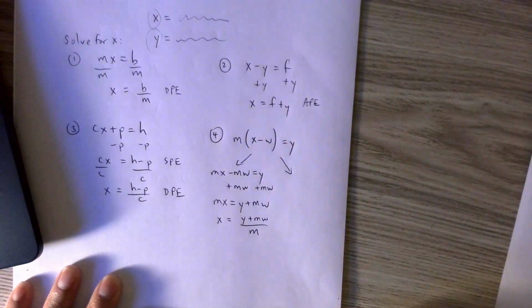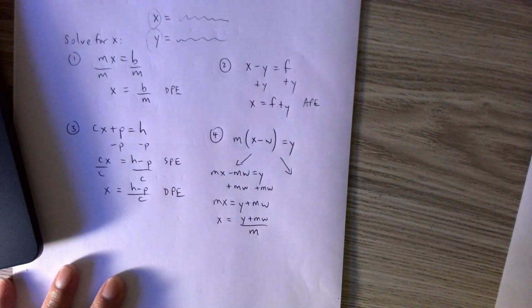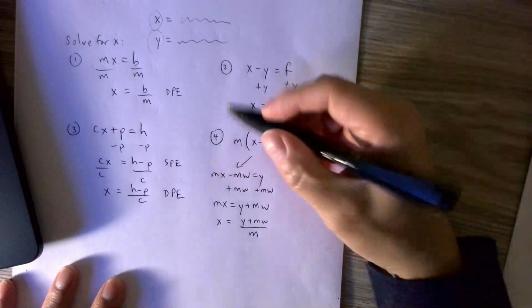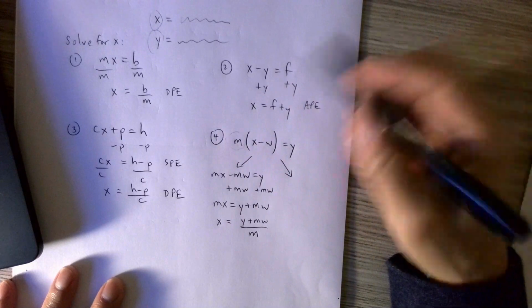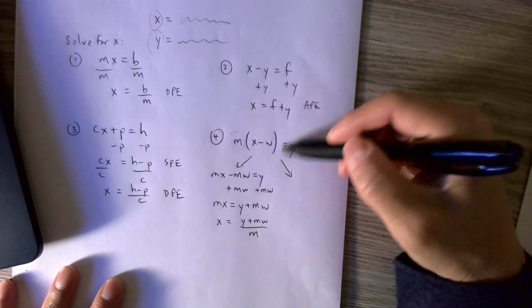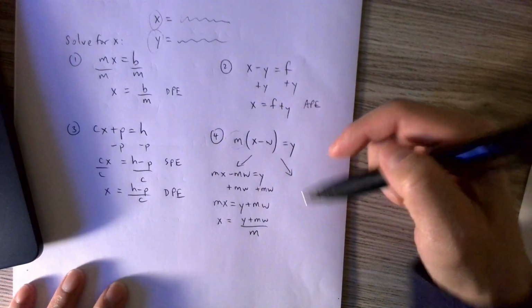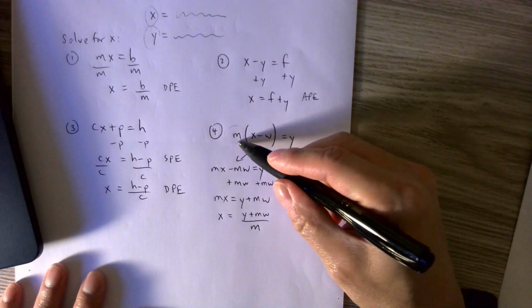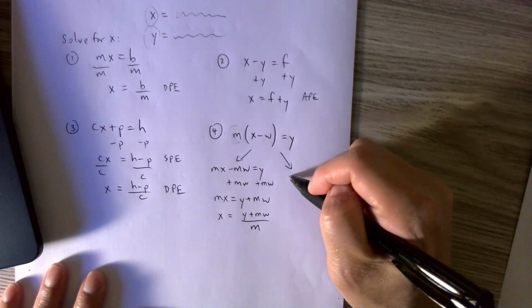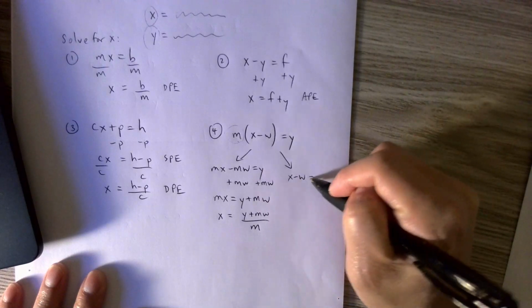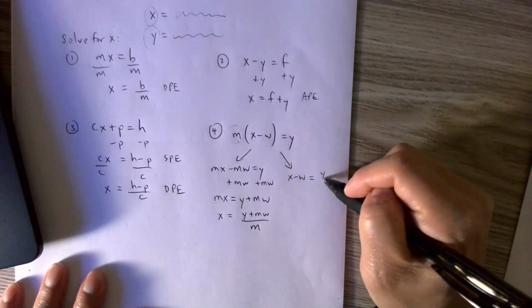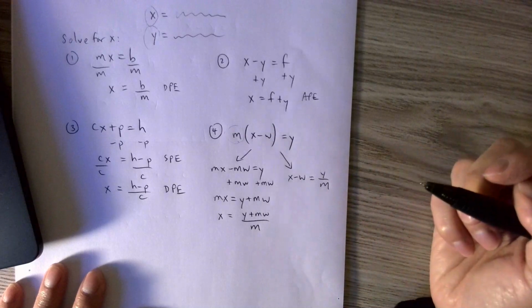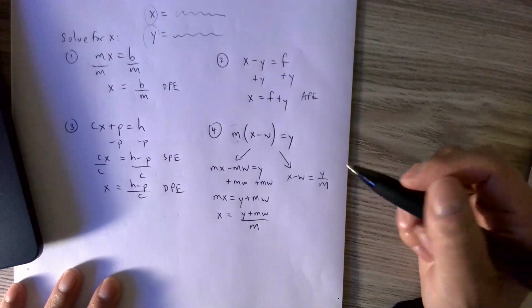Over here I'll do it a different way. Another way we can get rid of parentheses is somehow remove that m. If we can get that m out of there, those parentheses will disappear along with it. So this way is a little slicker. I get rid of the m by dividing both sides by m. That's DPE. And then I just add w.